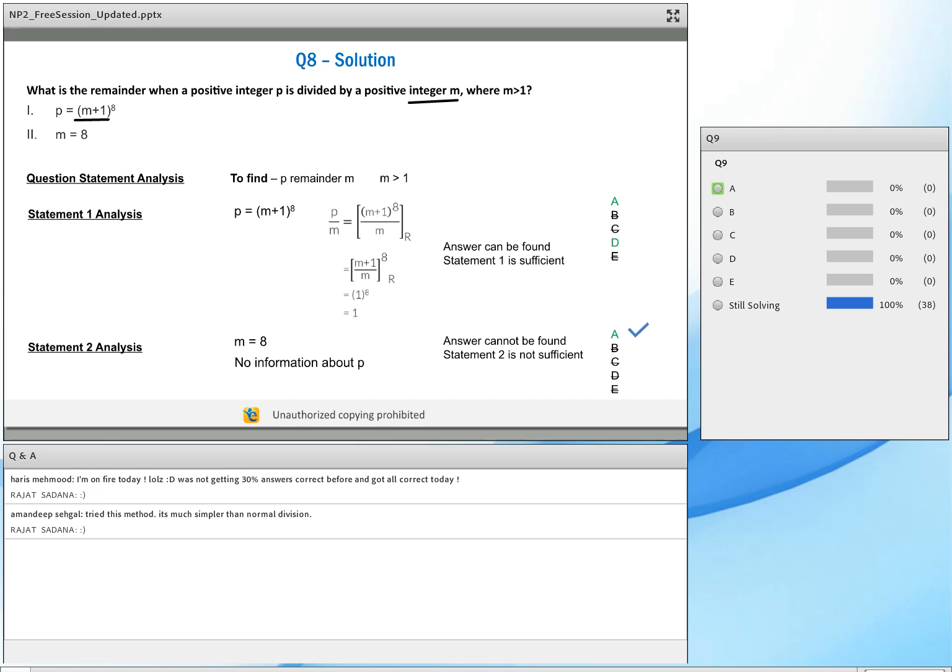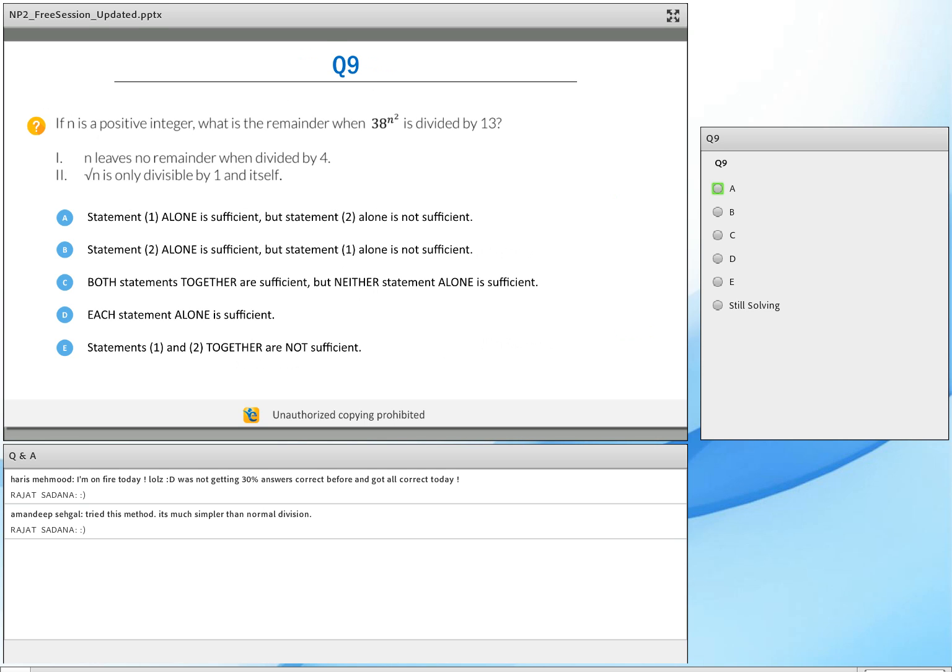Three, two, and 1. So here is your ninth question.